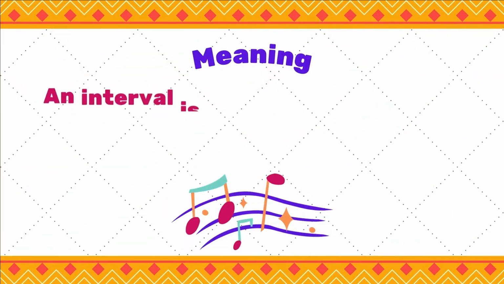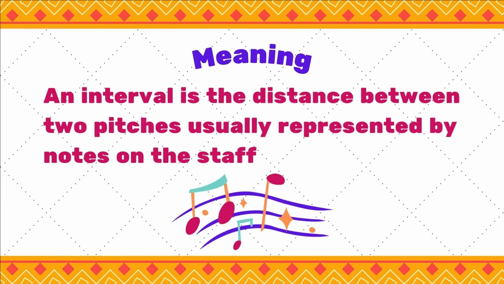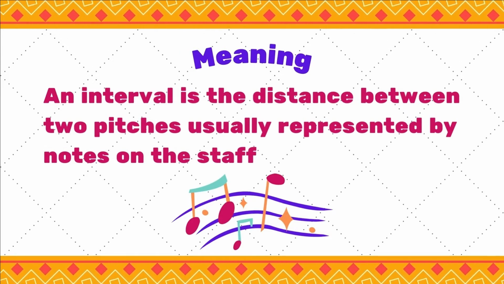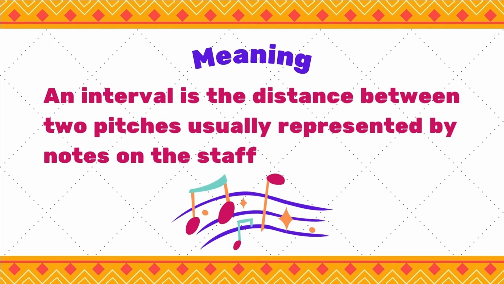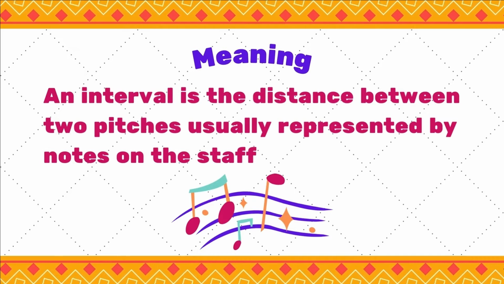Now let's start by looking at the meaning. An interval is the distance between two pitches, usually represented by notes on the staff. You have two notes on the staff and you want to know the distance. And remember, the shortest interval is a semitone from one note to another. And usually, the intervals can take different forms when they are placed on the staff. But let's understand that it has to do with the distance.